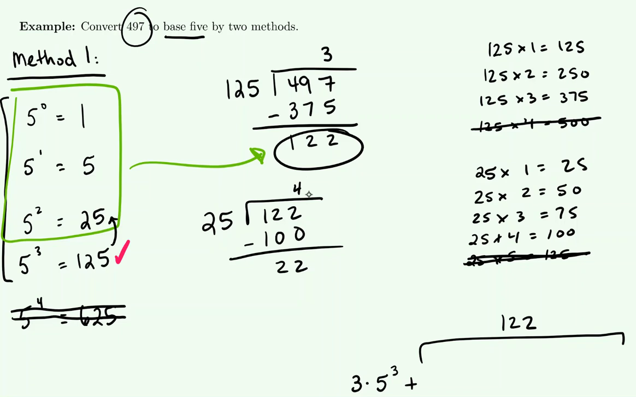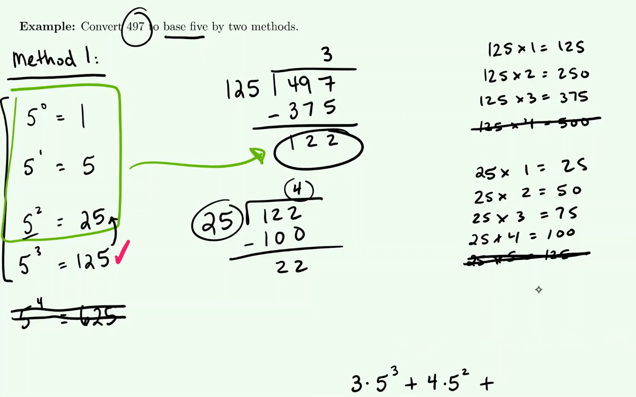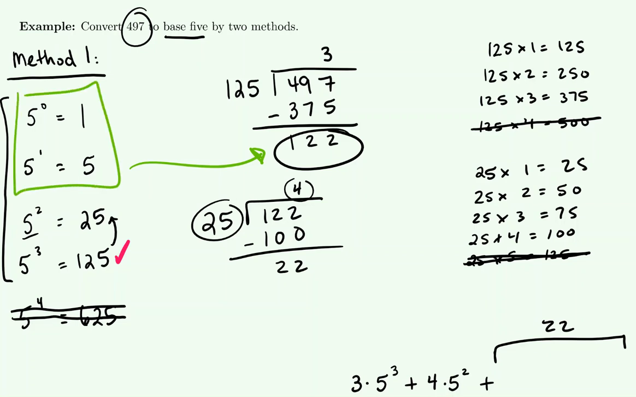So then we say there's 4 of the bundles of 25. So we express 4 times 25 as 4 times 5 squared. Plus, okay, and now with this remaining amount in the remaining bases, we've got to account for 22 items. And we now have these two bases remaining.